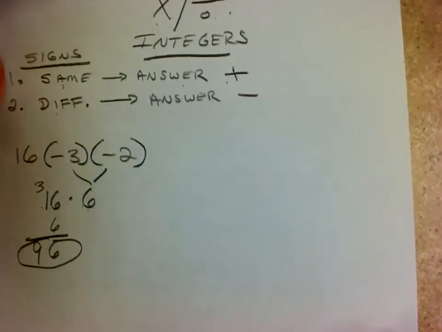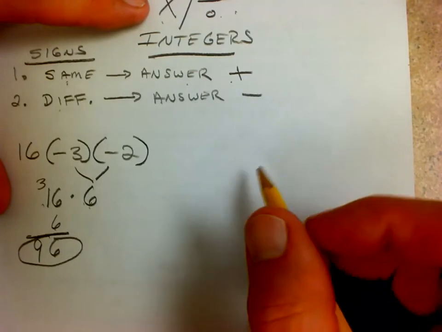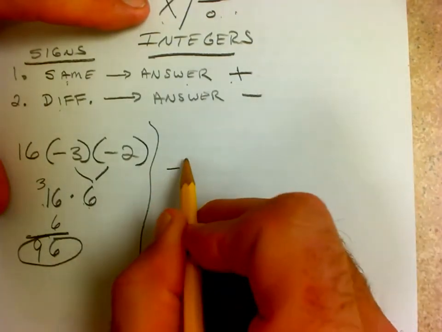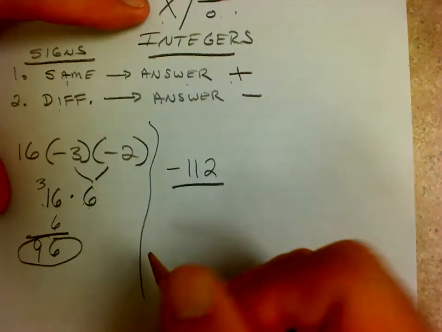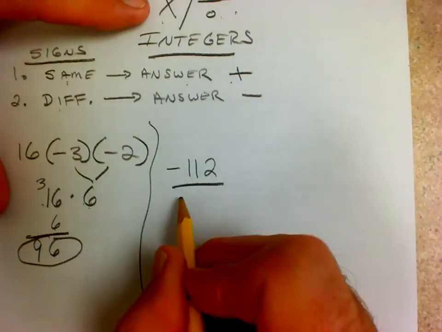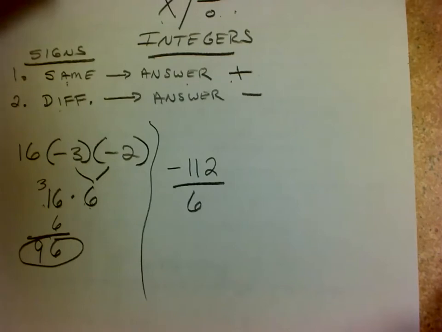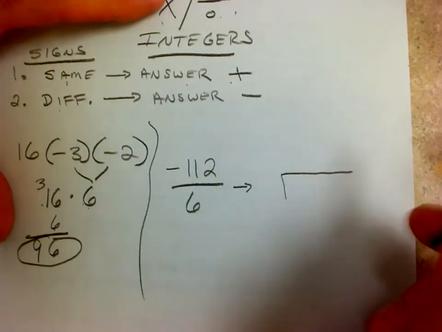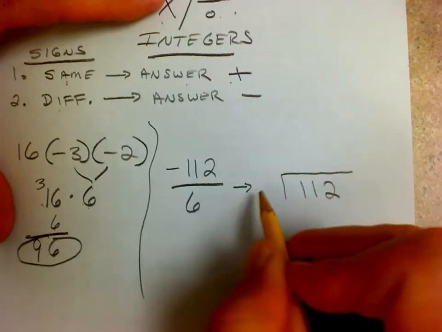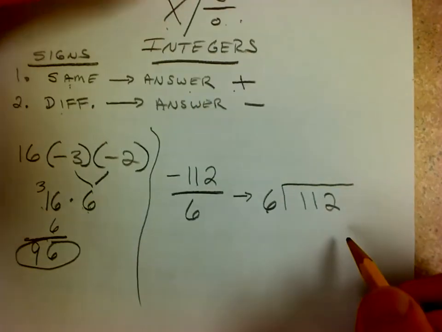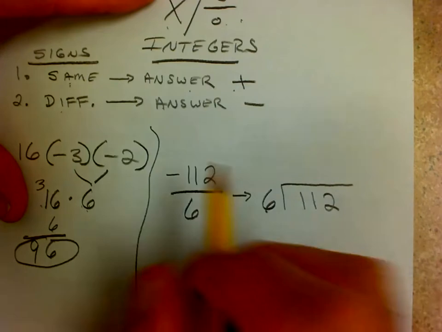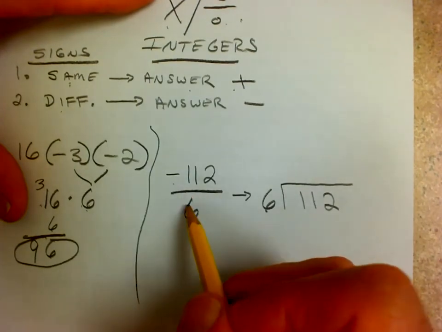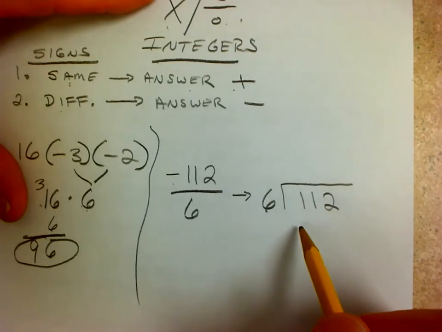I believe you will be asked to do some long division tonight. So we may see something like negative 112 divided by 6. Again, I have no idea what's going to happen here. 112 goes inside, and the 6 divisor is on the outside. Now you may be asking, what about the negative sign? Our long division is not going to change.